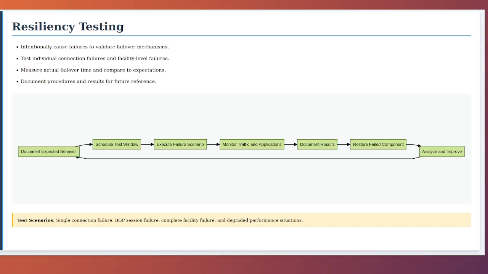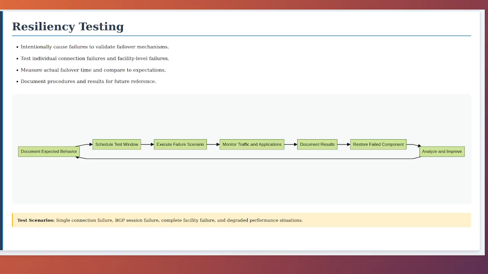A more comprehensive test involves simulating a complete Direct Connect location failure. If you have connections to 2 different Direct Connect locations for redundancy, disable all connections to one location. This tests whether your routing can handle losing an entire facility. Verify that traffic routes through the remaining location and that performance remains acceptable with the reduced available bandwidth.